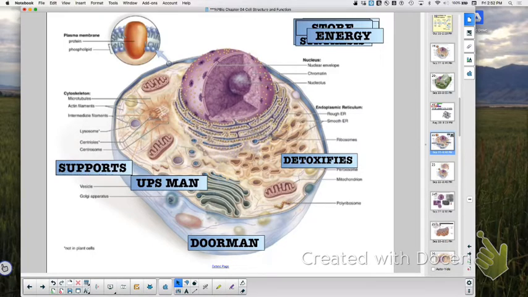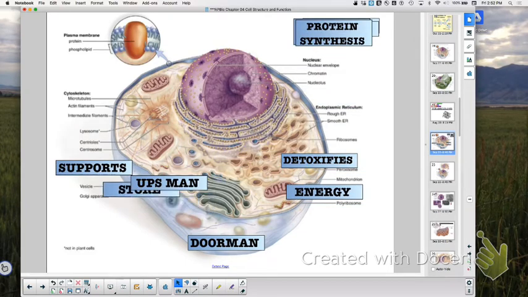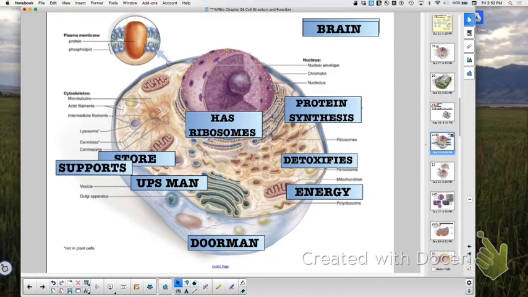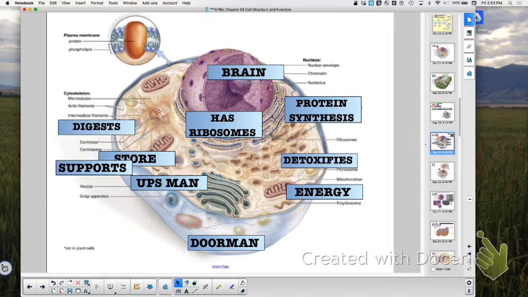Who is our energy organelle? Exactly. Who stores? Vacuoles. Any one of these could be a vacuole. Let's make that a vacuole. Protein synthesis. Now, some ribosomes are anchored on a membranous structure. Who are they anchored on? Rough ER. On the endoplasmic reticulum, rough ER. And so that's called rough ER. Some are free. They're just floating around in here. Okay? Who has ribosomes? Rough ER. Who is the brain? Nucleus. Who digests? Lysosomes. Okay? The stomach of the cell.